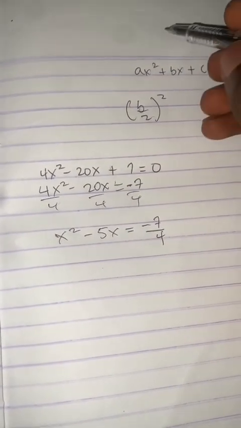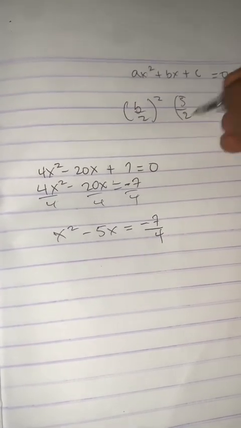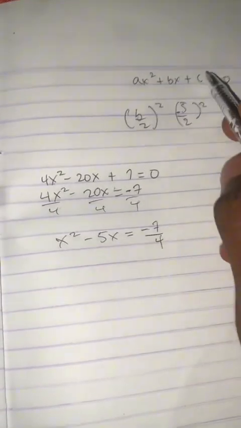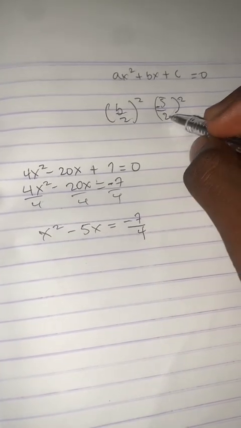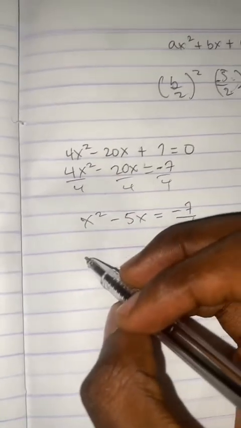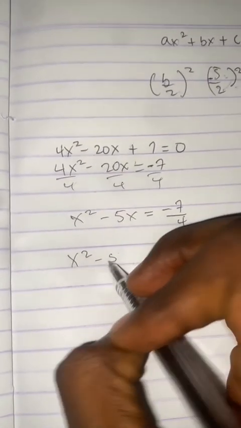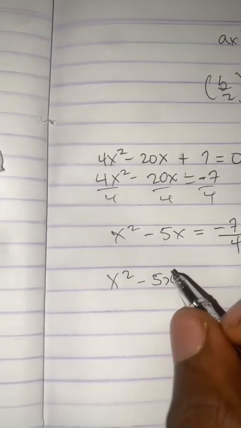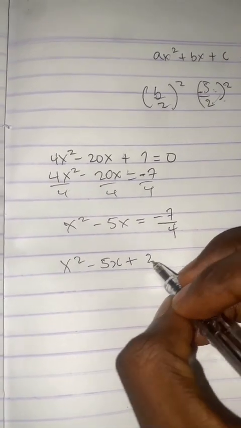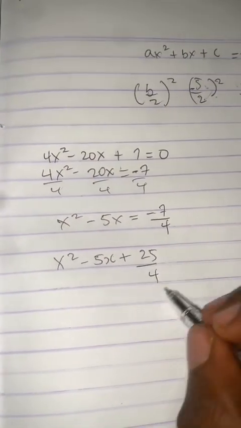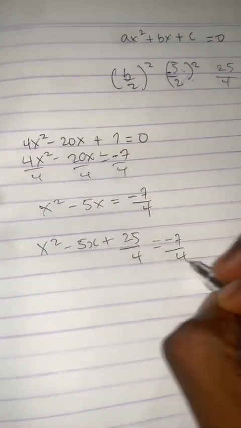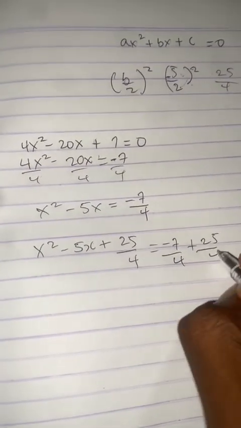Okay? So basically, it's going to be negative 5 over 2 squared. Well, it's still going to cancel that out. Since you can divide, 5 times 5, 25. 2 times 2, 4. So we're going to say x squared negative 5x plus 25 over 4. Remember, we're adding it to both sides, okay? So that'll be 7 over 4 plus 25 over 4.